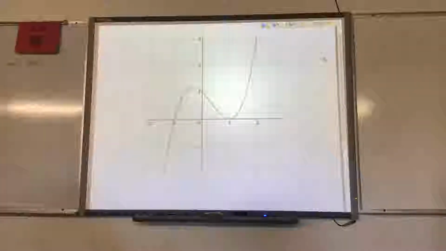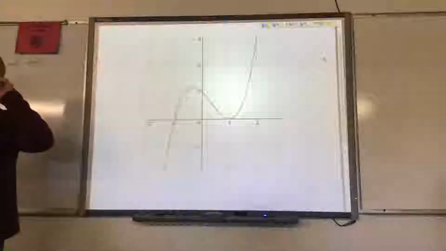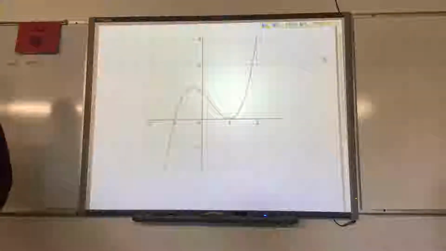Alright, today we're going to learn about the MVT and how to apply it. Anybody know what MVT stands for? Something value theorem. Something value theorem is correct.